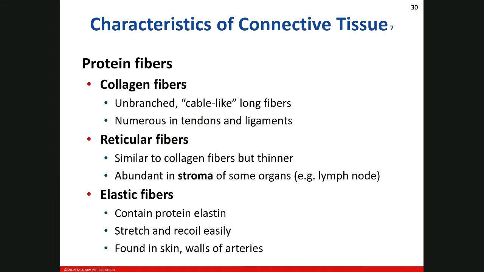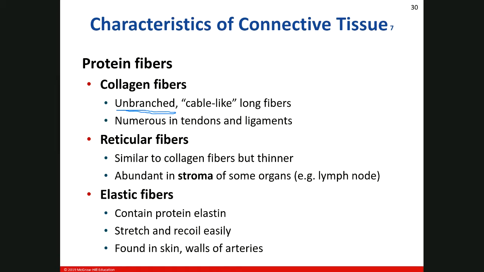Okay, so we talked about the first component of connective tissue. The second component is protein fibers. And there's three types. The first are the strongest and the biggest, and you need to know this, they do not branch. That's collagen. You guys have heard of collagen, collagen injections.